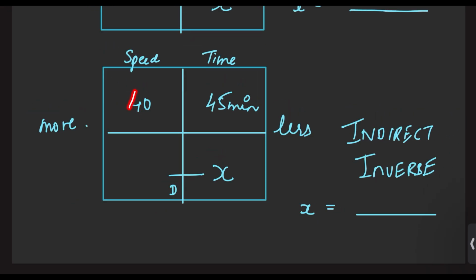Okay, you are driving at a speed of 40 kilometers per hour and you reach a particular destination in 45 minutes. Now what happens? If you increase the speed, you say, okay, I'm going to drive at 50 kilometers per hour. When you increase the speed, what happens to the time? You will definitely require less time to reach because you have increased the speed. So what has happened here? More speed, less time. So this has become more and less, and that is why it is indirect.